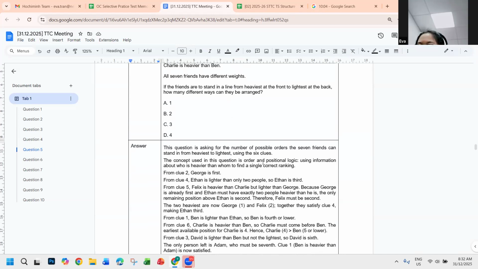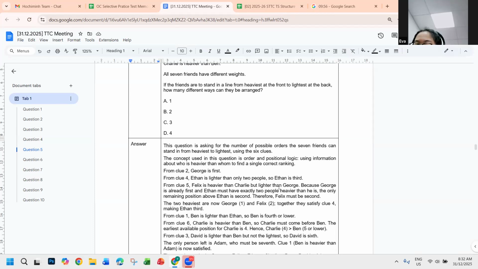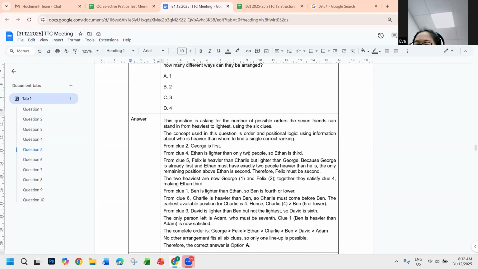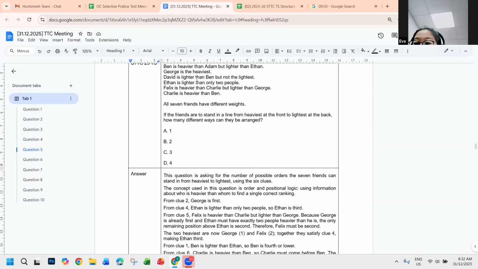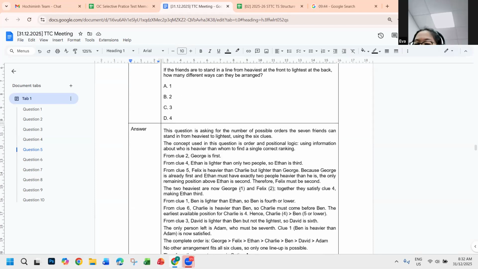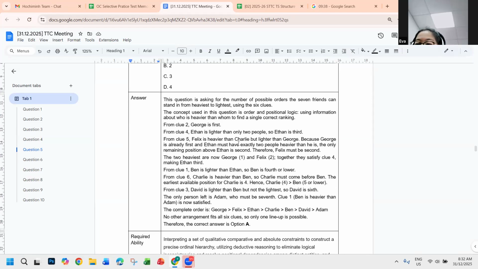Since Josh is the first and Ethan is the third, the only valid position for Felix is the second position. And we will check the first condition, that Ethan is lighter than 2 people. We have Josh and Felix, so Ethan will be third. It satisfies clue 4.